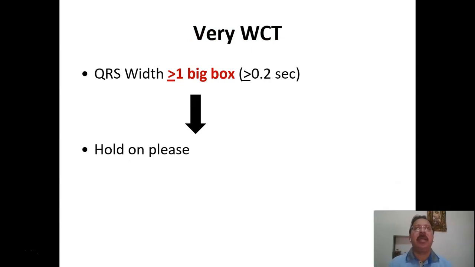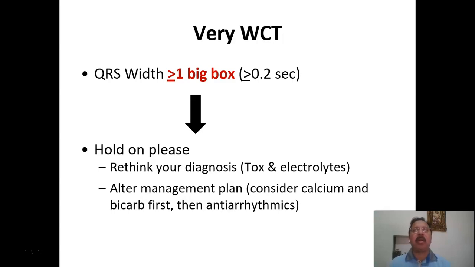So the tip here is, if you see very wide QRS complexes of more than one big box, more than 0.20 second, hold yourself. Think about the other causes of wide complex tachycardia. Think about toxicology, especially tricyclic antidepressants. Think about the electrolytes, hyperkalemia. So change your management and give the patient calcium and bicarb first, then antiarrhythmics. Giving calcium and bicarb is not going to harm the patient, not at all, but it may save the life of your patient.